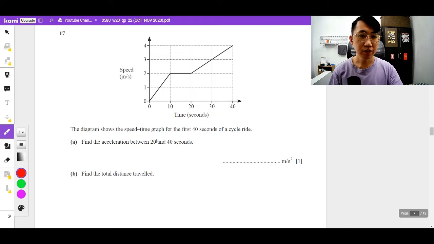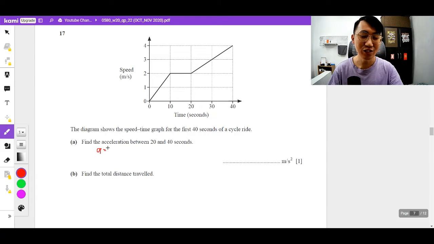Speed time graph. The diagram shows the speed time graph for the first 40 seconds of a cycle. Make sure the diagram is tally. A, find the acceleration between 20 and 40 seconds. So find this part right here at 20 to 40 seconds. It's a 1 mark question, which means you don't need to show working actually. But for the YouTube channel, teacher will show the working.